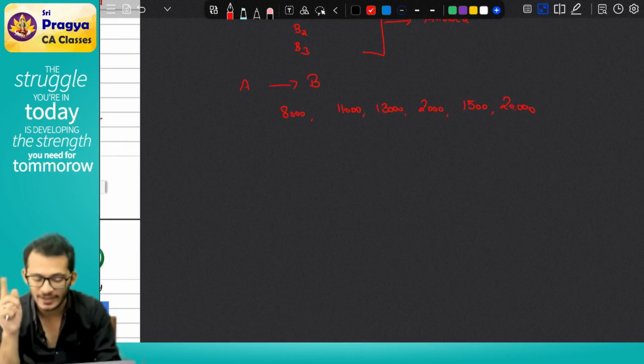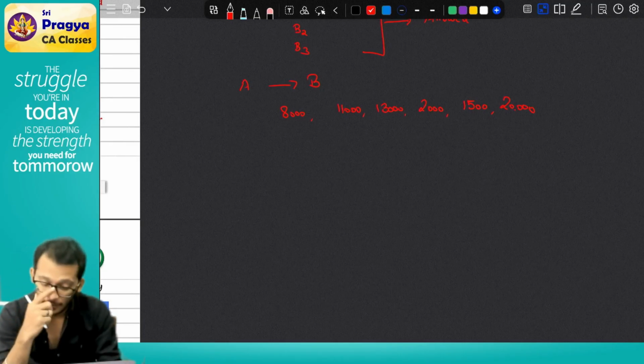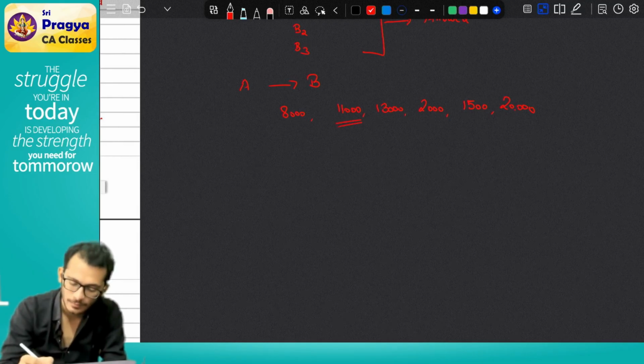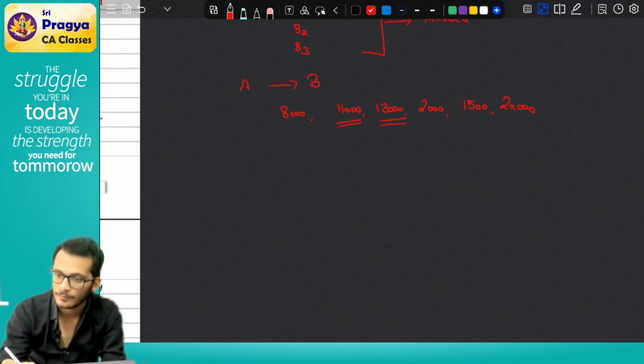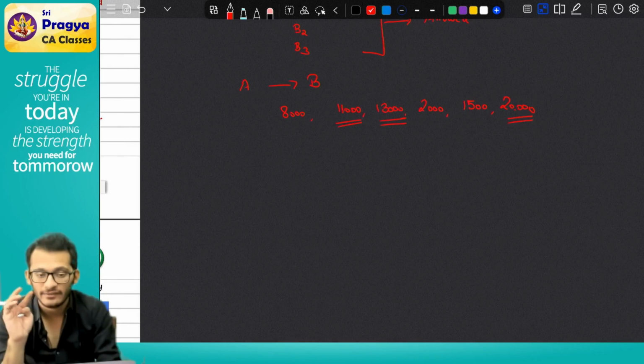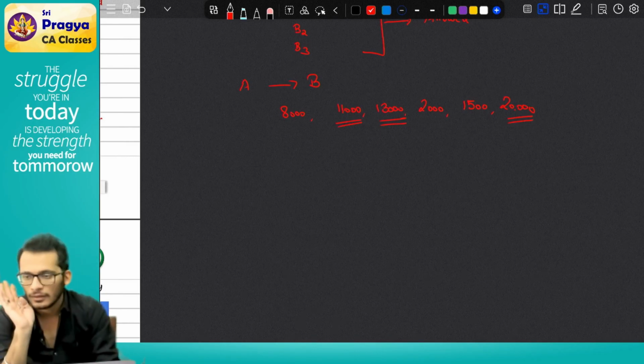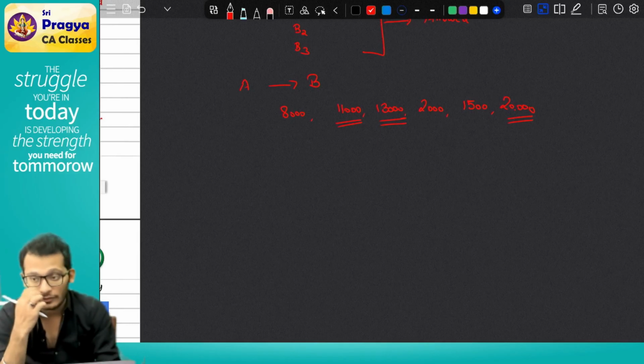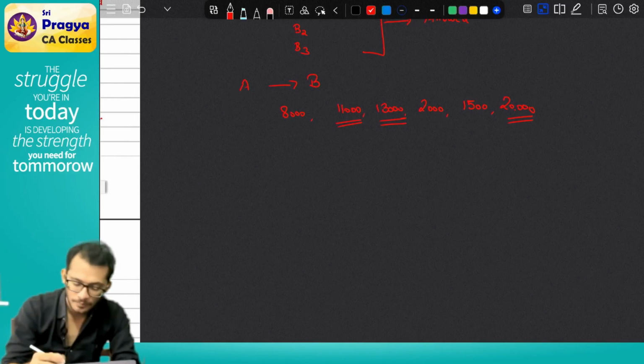Every single day. Day 1, day 2, day 3, day 4. Which of the payments are disallowed, Rahul? 11,000 is disallowed. 13,000 is disallowed. 20,000. Rahul, when you are disallowing, will you disallow 1,000 rupees or will you disallow the whole 11,000? You will disallow the whole 11,000. Yes or no?